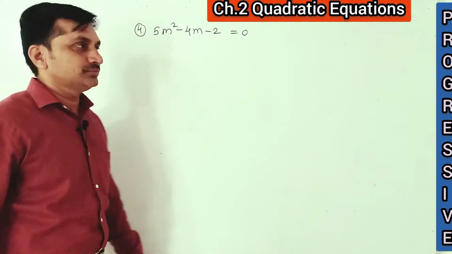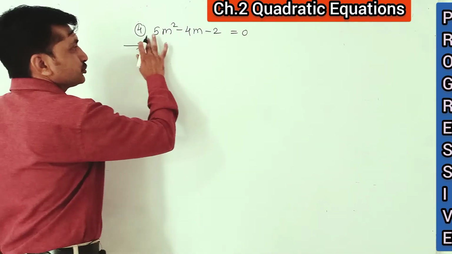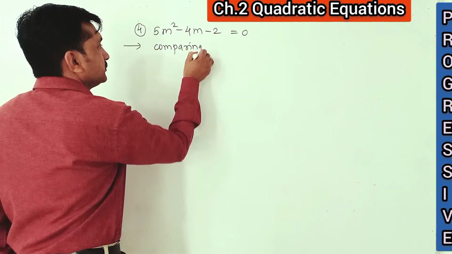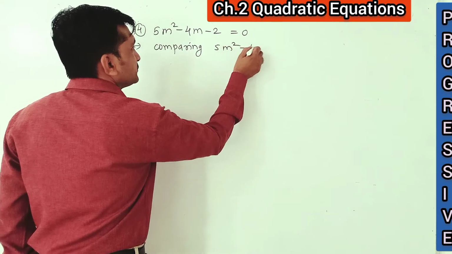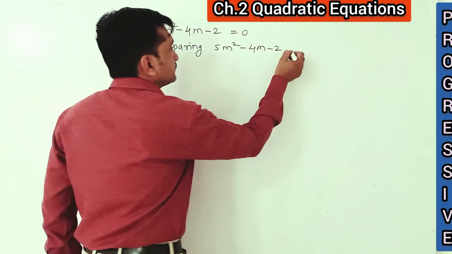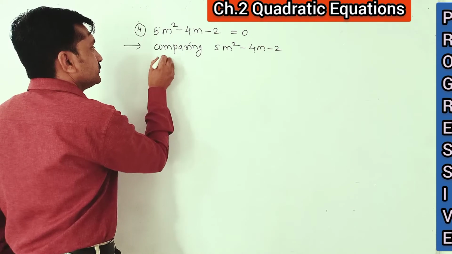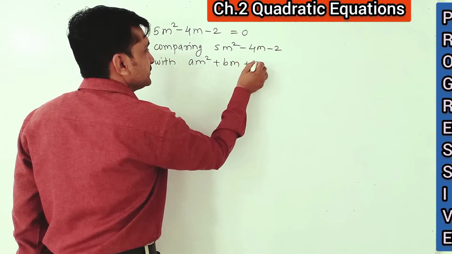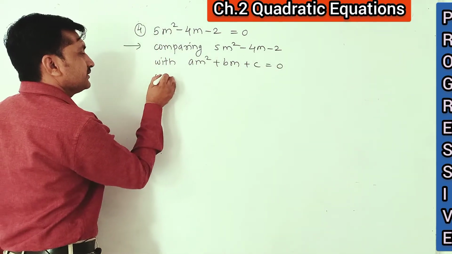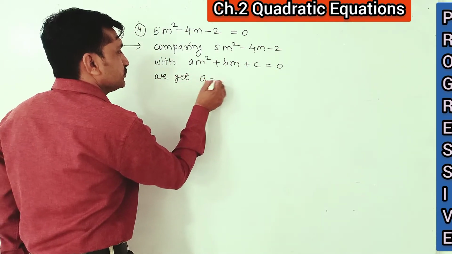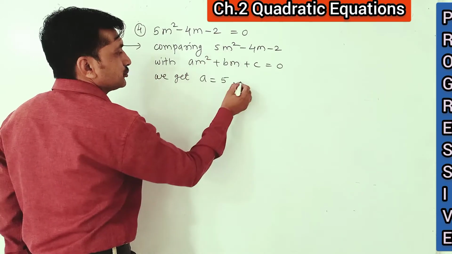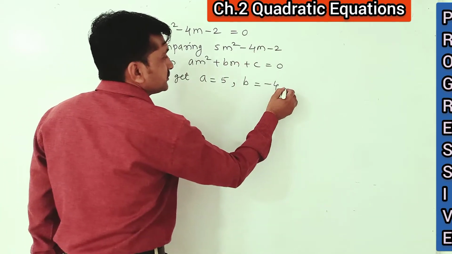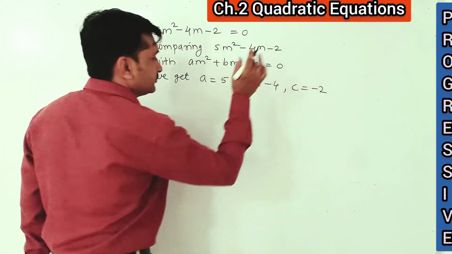Now example number 4. It is also in general form, therefore comparing 5m square minus 4m minus 2 with standard form am square plus bm plus c is equal to 0, we get a is equal to 5, first coefficient, b is equal to minus 4, second, c is equal to minus 2, third.